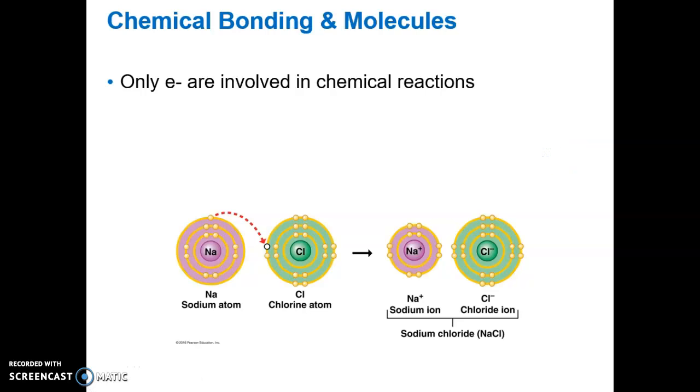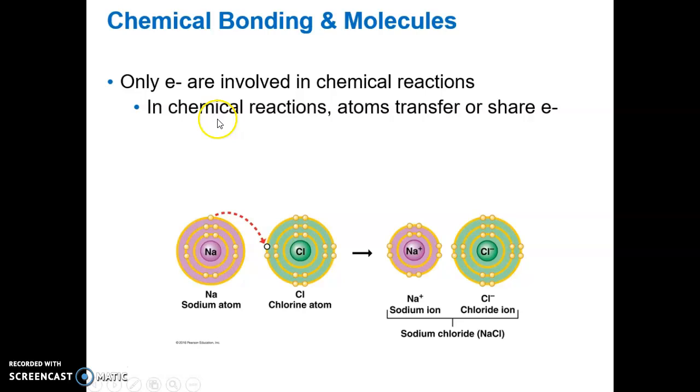In that last section, I was discussing how it's only the outer subatomic particles, the electrons, that are involved in chemical bonding or chemical bond formation. So in chemical reactions, atoms transfer or share electrons. In the example we see here, an atom of sodium loses an electron, transferring it to the chlorine atom here. Okay? So that's one way that a chemical bond can form.